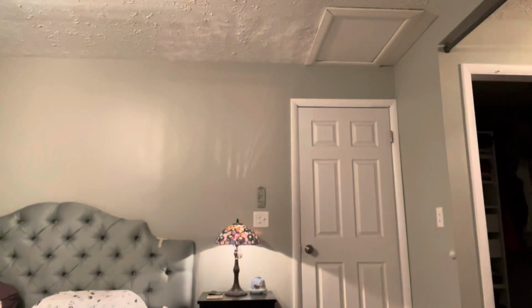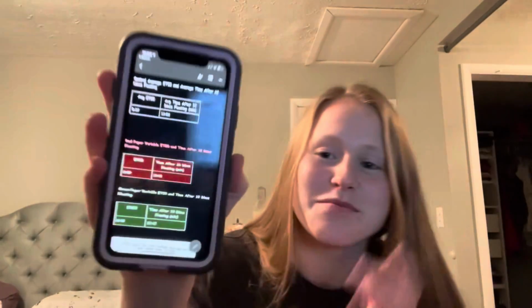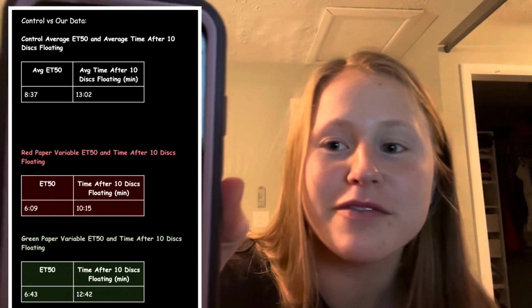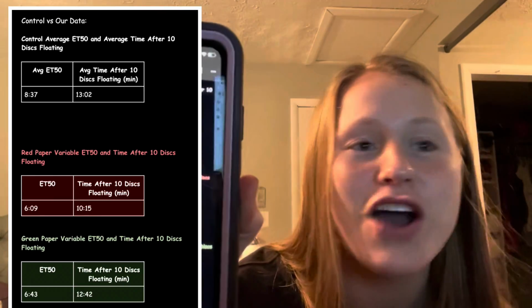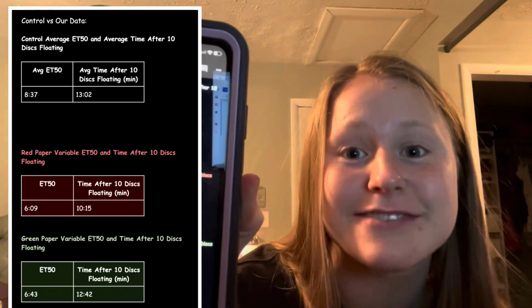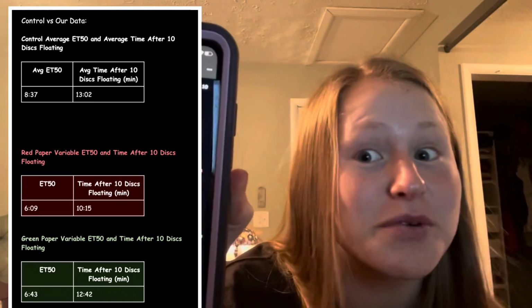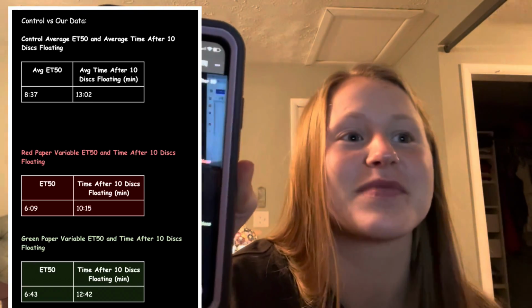Between both of our light colors, green and red, we believed the red-colored light would have a faster rate of photosynthesis, which would cause the leaf disc to float in a shorter amount of time. As you can see from these tables, the red paper variable blew the green paper and the control out of the park. All 10 discs rose by 10 minutes and 15 seconds. That's our #1 first place for this experiment.